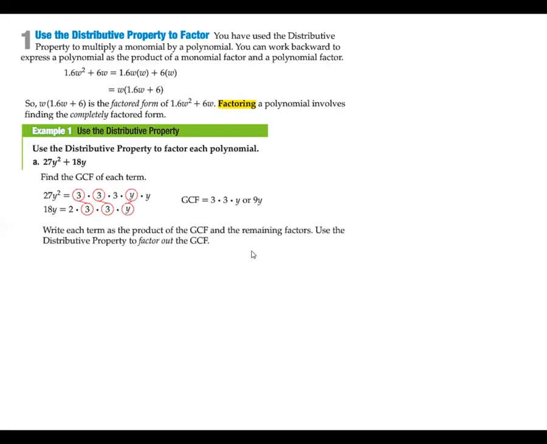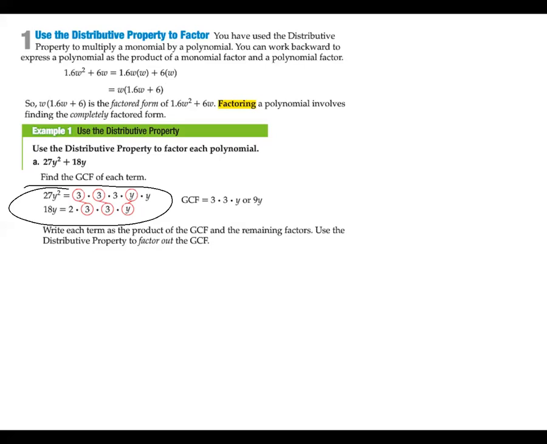So you can write each term as the product of the GCF and the remaining factors. Now, if you can do this step in your head, by all means go ahead and do it, and just know that the GCF of this one is 9y. If you need to write it out for each term, that's completely fine. Take your time, just make sure you get it right.